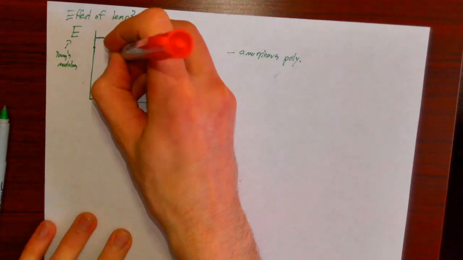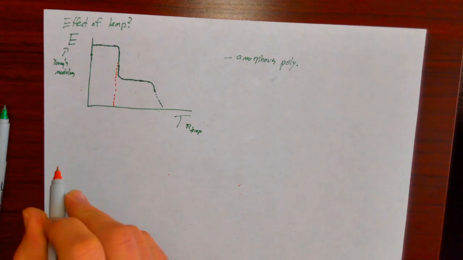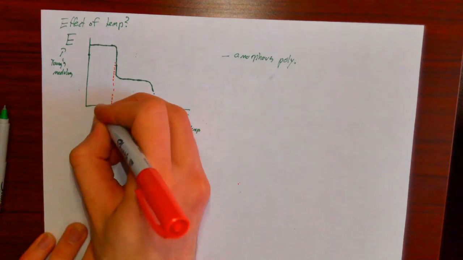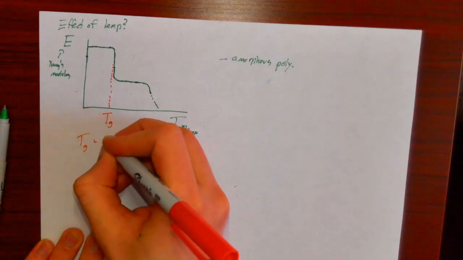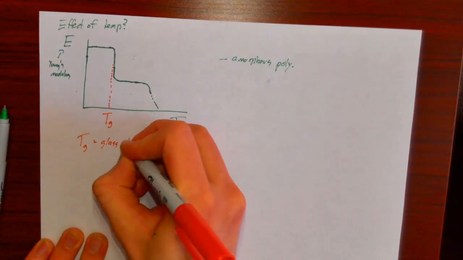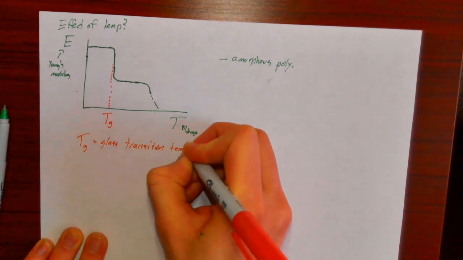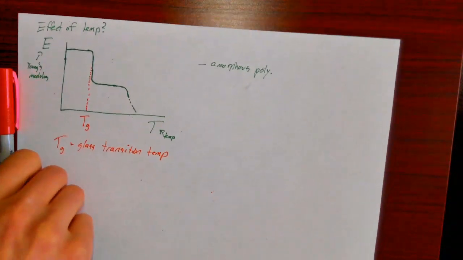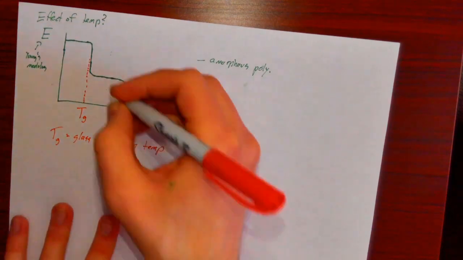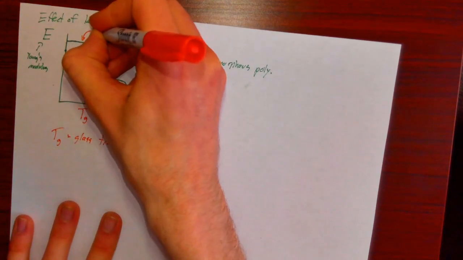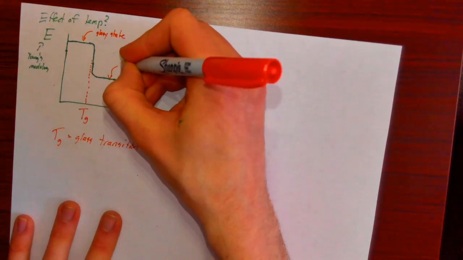What goes on here is what we typically call the glass transition temperature. This is given a special name, T sub G, the glass transition temperature. Basically, you can imagine what happens here versus what happens here. Here is what's called the glassy state, and here is what's called the rubbery plateau.